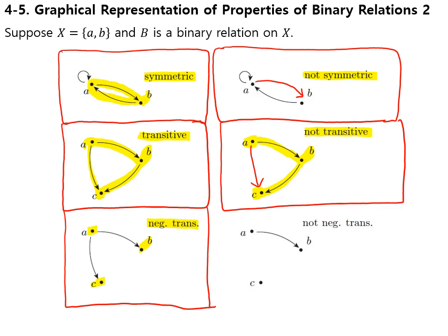Okay. So again, when we talk about this, all right, before we move on, let's move on to the last picture on the right corner of the bottom row. And this picture represents a situation that is not negatively transitive. And why is that? Try to think for yourself why it is not negatively transitive.